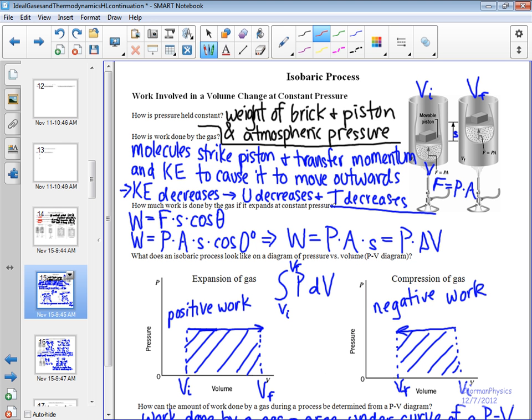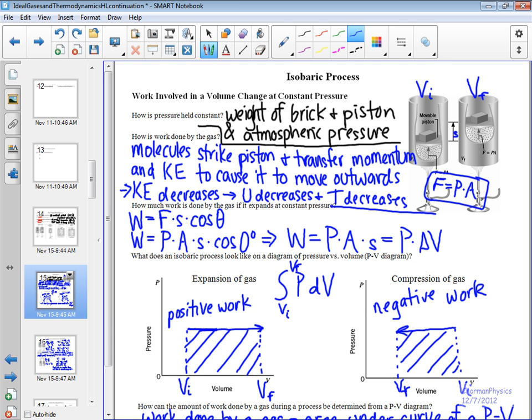So here, for isobaric processes, the way we keep pressure constant is that we have the weight of the brick on the piston and the atmospheric pressure doesn't change. So the big question is, if we're going to have a change in volume at constant pressure, how is this going to happen? Well, if we're having an expansion, I have it written right here that the force applied to the piston is going to be equal to the pressure inside times the area over which it's being applied.